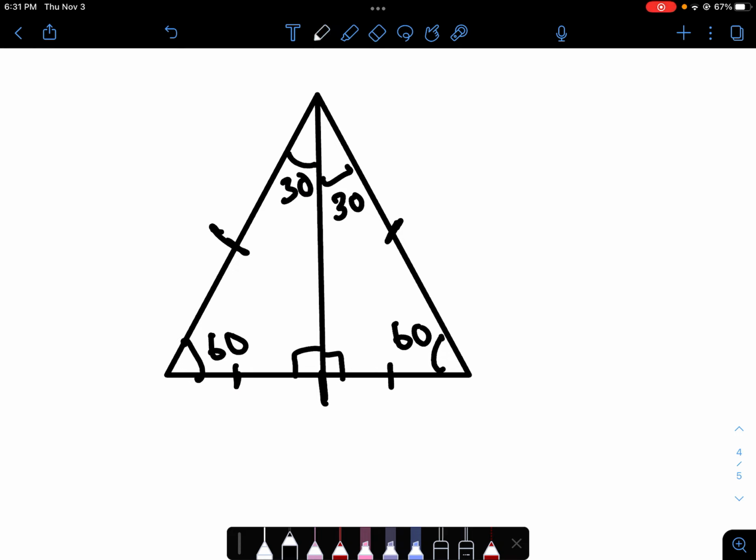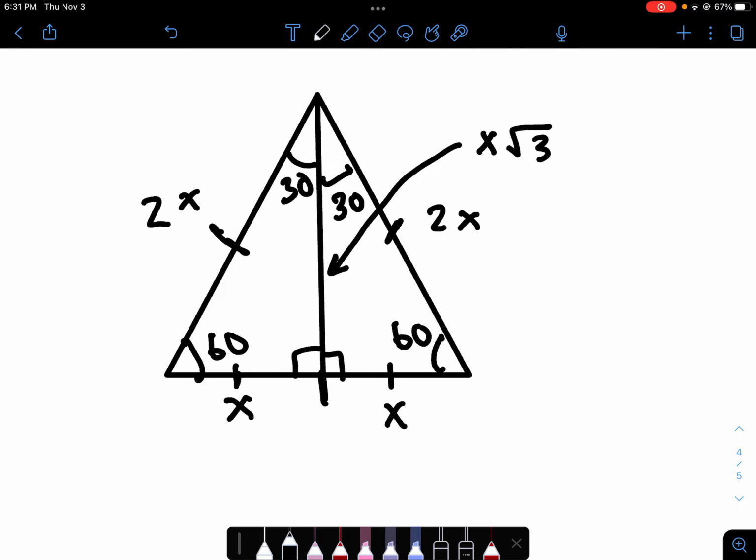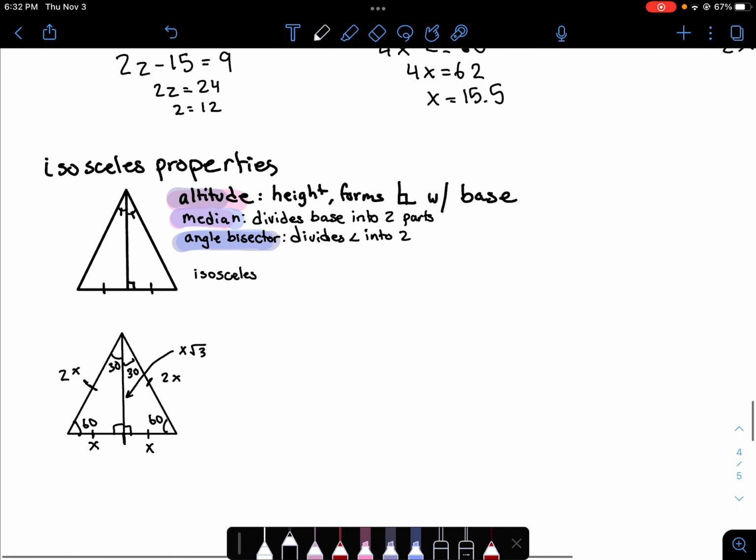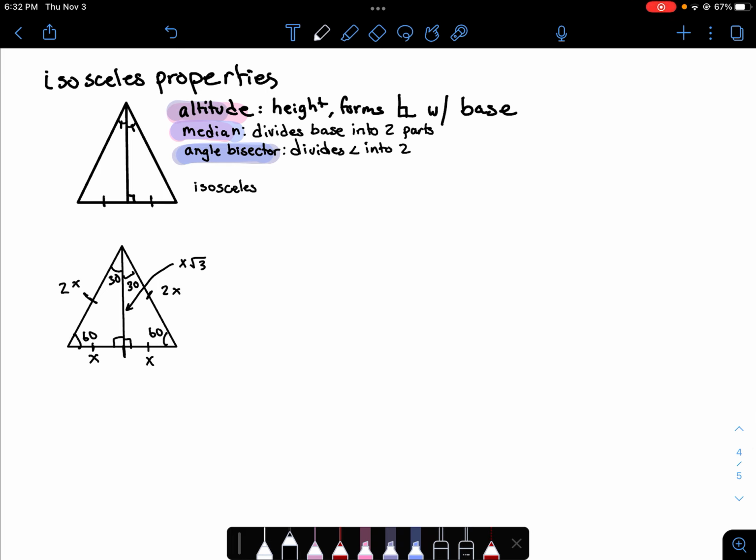In later dates you'll have to memorize this, but for right now it's just learning for the sake of learning. So we're going to name that x. The relationship between those two sides is 2x, and then this height is x root 3. So that is just learning for the sake of learning, some things that you can keep in mind once you keep going.